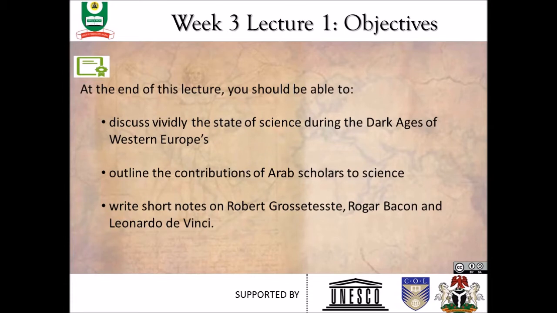At the end of this unit, you should be able to discuss vividly the state of science during the Dark Ages of Western Europe, outline the contribution of Arab scholars to science, and write short notes on Robert Grosseteste, Roger Bacon and Leonardo da Vinci.